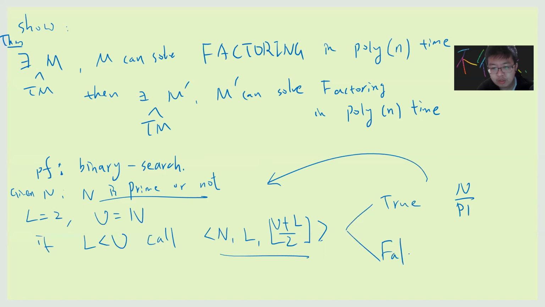If you get false, that means... sorry, probably this is not right. If it is true, that means there is a prime factor between L and (U plus L) divided by 2. Then you can just do L plus 1. If you are not finding the answer, you should go U minus 1. So if it is false, sorry, how should I write it?